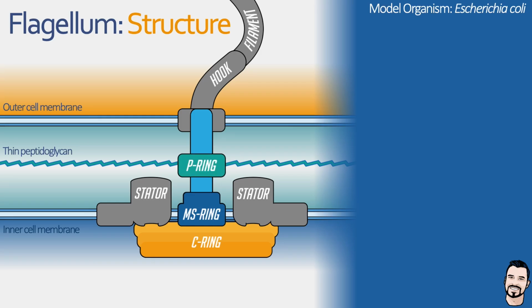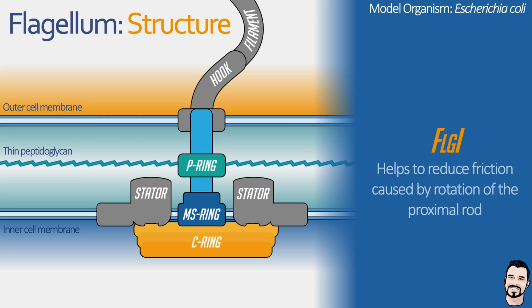Now, the proximal rod goes through the P ring, which is located within the peptidoglycan layer. This ring is composed of around 26 copies of the protein FLGI, which helps to provide mechanical stability, reduce friction, and anchor the proximal rod within the peptidoglycan layer of the bacterial cell wall, whilst it rotates at high speed.